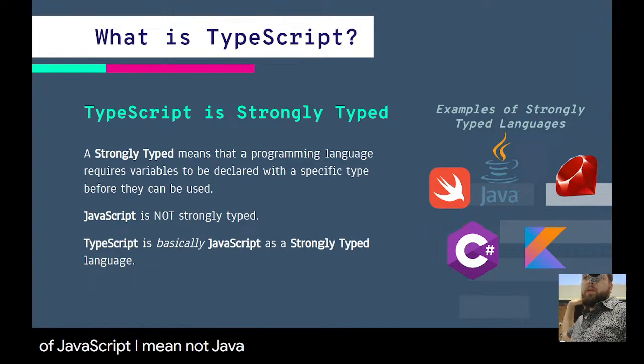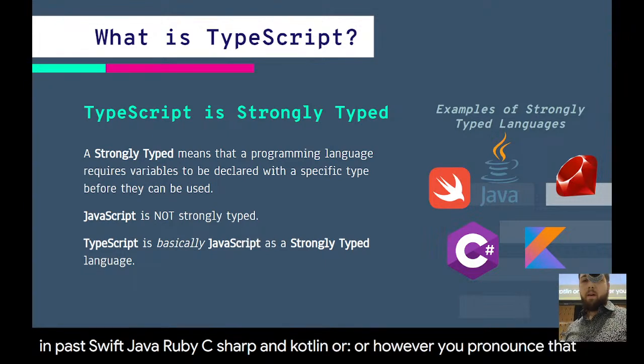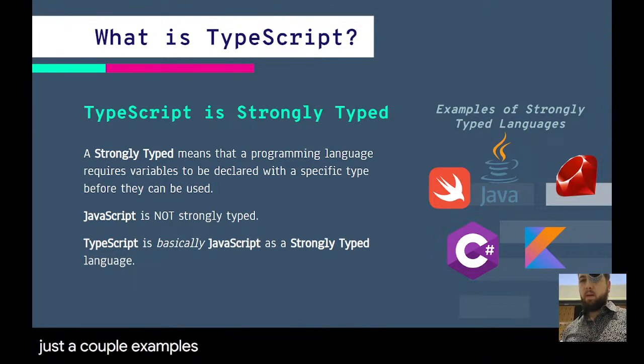Some examples of strongly typed languages, in case you may have had some exposure to these in the past: Swift, Java, Ruby, C#, and Kotlin, or however you pronounce that, are just a couple examples of strongly typed languages.